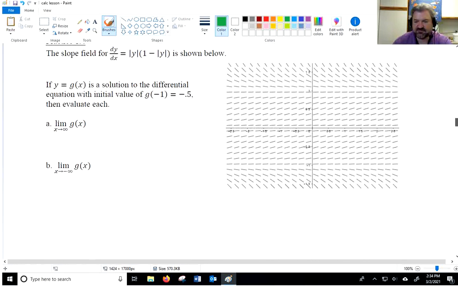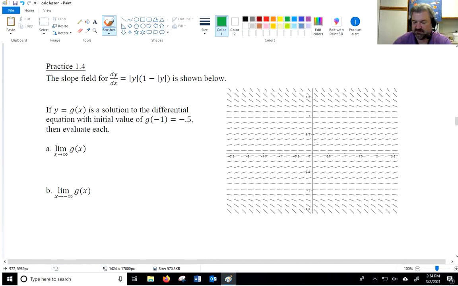Okay, let's take a look at this slope field. A little bit more detail here. Going from 0 to 0.5, we have quite a few slopes. The slope field for dy dx equals the absolute value of y times 1 minus the absolute value of y is shown below. If y equals g of x is a solution to the differential equation with the initial value of g of negative 1 equals negative 0.5. So negative 1 for the x goes to negative 0.5.